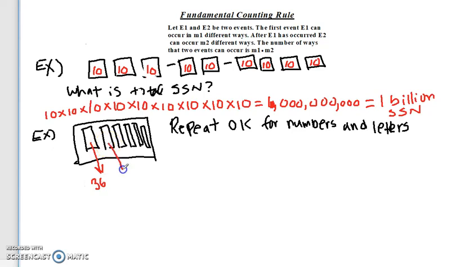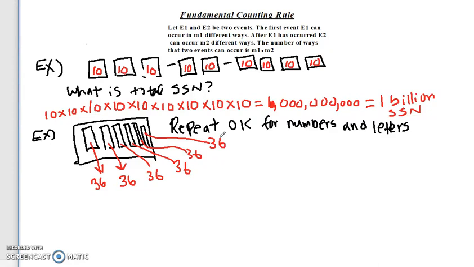So what's the next one? Another 36. Okay, and so on, all the way to the 6th box over here. And the last one, 36. So that would be the total number of ways that we can come up with for the format if you have 6 boxes like this.